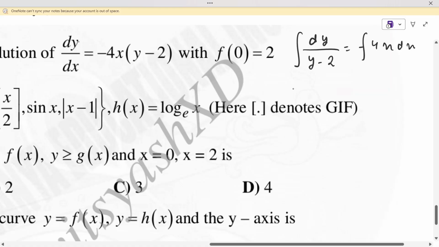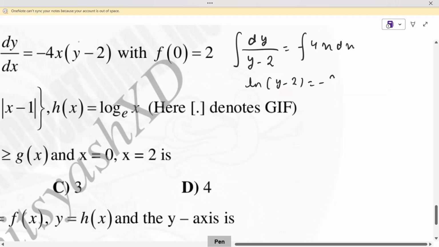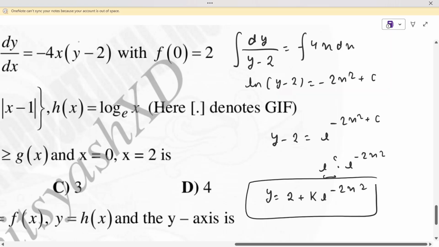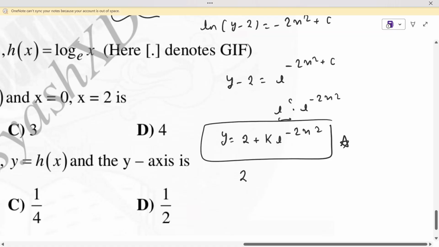Integrate, so I will write ln of y minus 2 equal to minus 2x square plus k, so y is equal to 2 plus k e to the power minus 2x square. It is mentioned that f(0) is 2, right? When x equal to 0 is put, 2 is equal to 2 plus k. So you obtain k equal to 0.